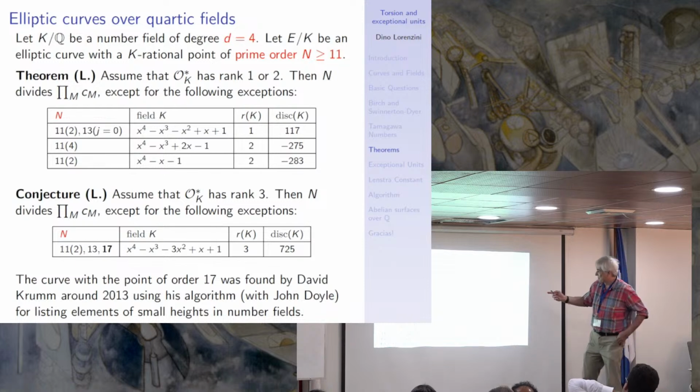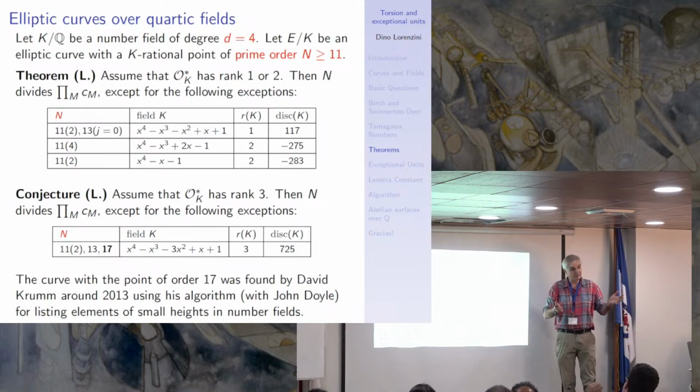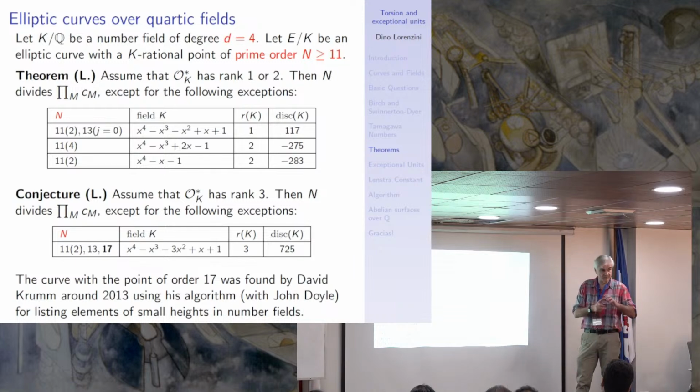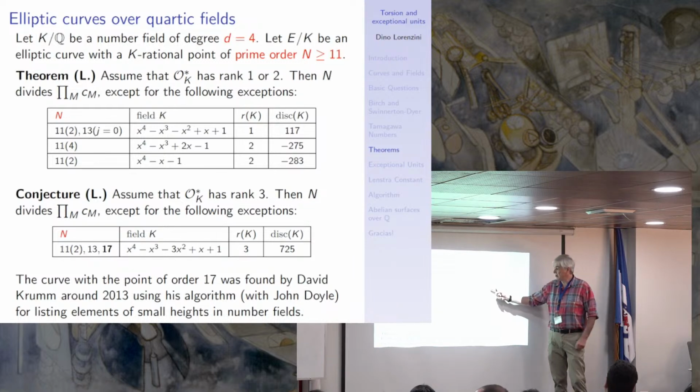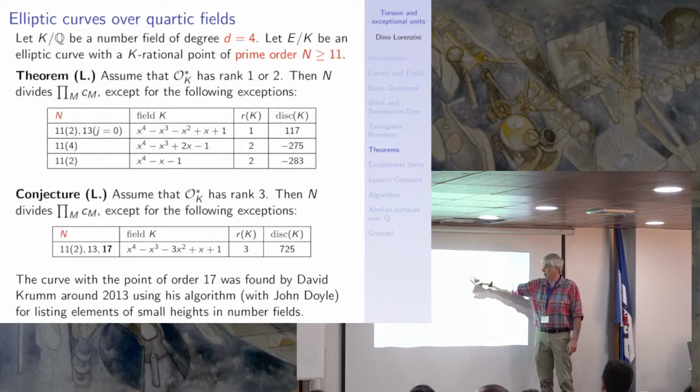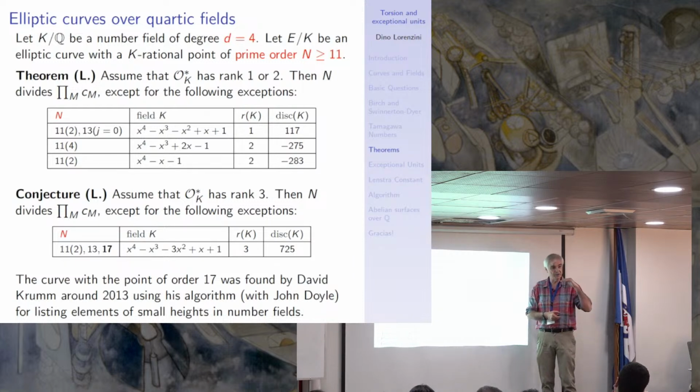So again, there are tables of number fields that were created since the late 90s. Now you find all of them very easily in the modular forms database. And you look and you classify discriminants by rank, right? So you can say I want to see all the fields that have a certain unit rank of a certain degree, and you can list them by discriminant.